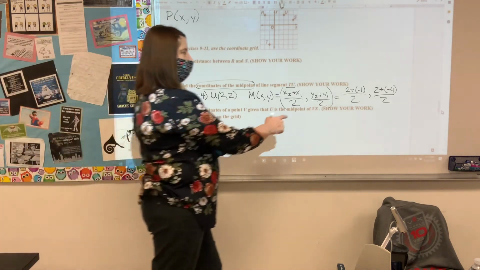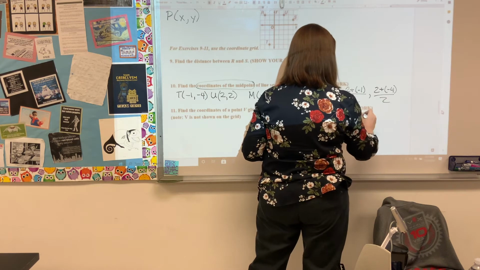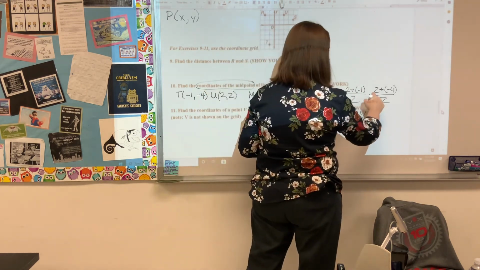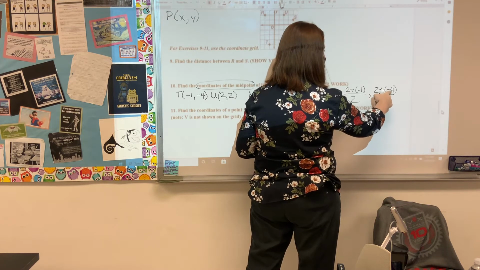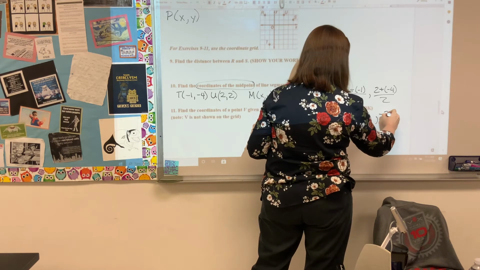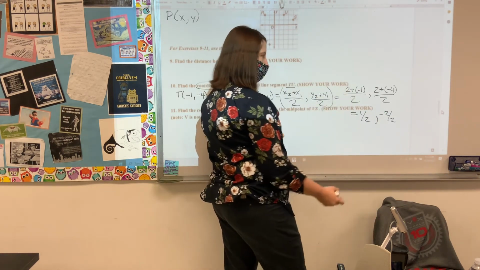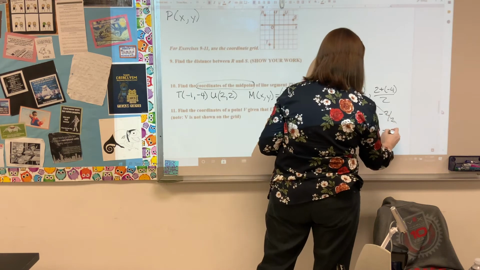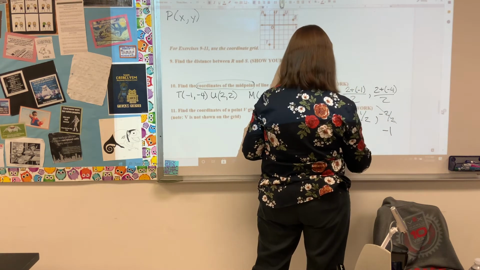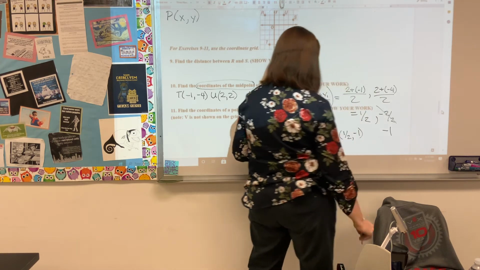Okay. 2 plus -1 is 1, so I get 1/2. 2 subtract 4, -2 over 2. Is there another way I could write -2 over 2? Yes, I could write that as -1. So my midpoint is going to be 1/2 and -1.